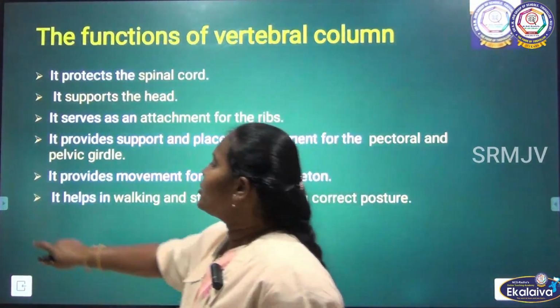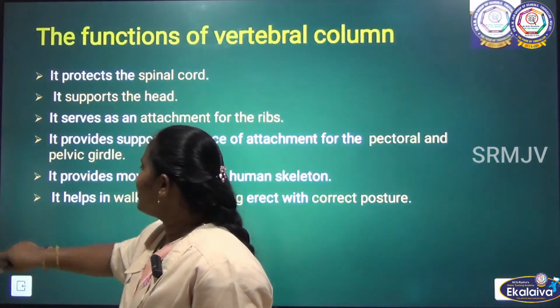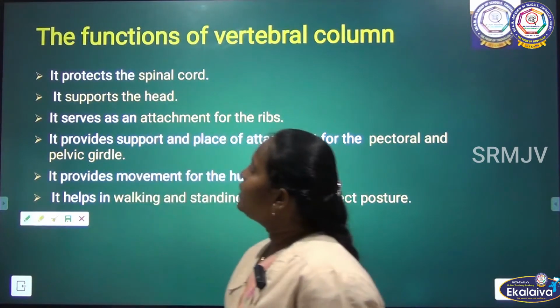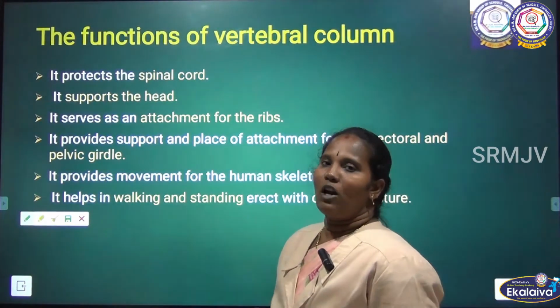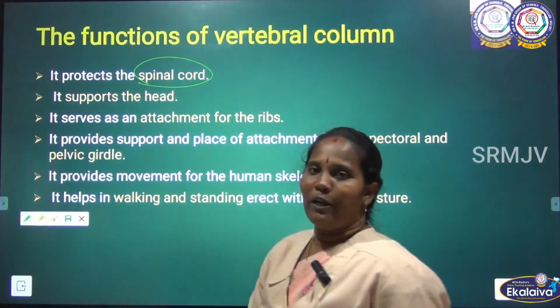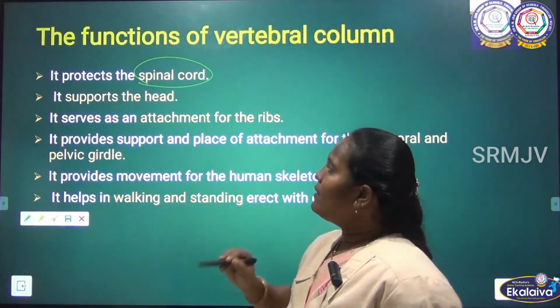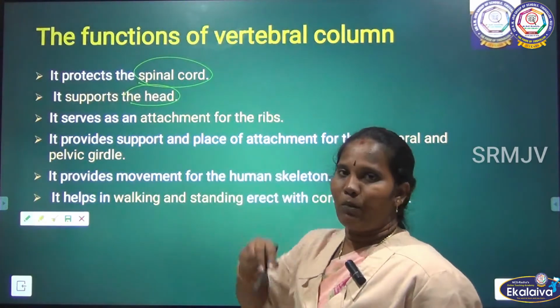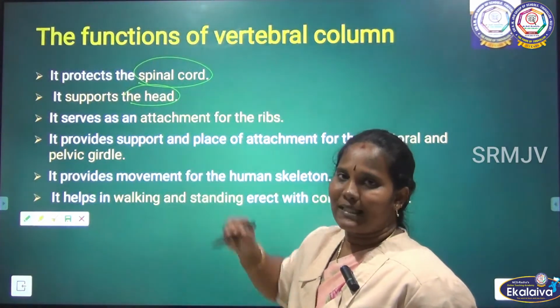Then the function of the vertebral column. See here, what are the functions of the vertebral column? We know very well, it protects the spinal cord. Afterward, it supports the head. Our head is placed on the top of the spinal cord, no? So it supports the head.